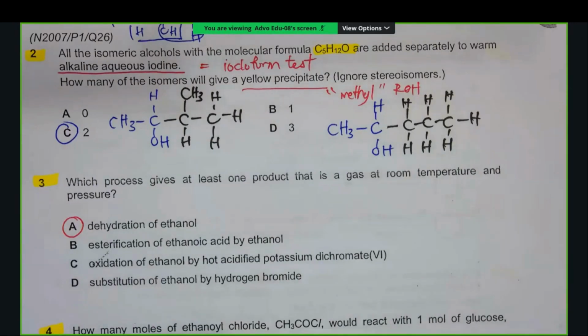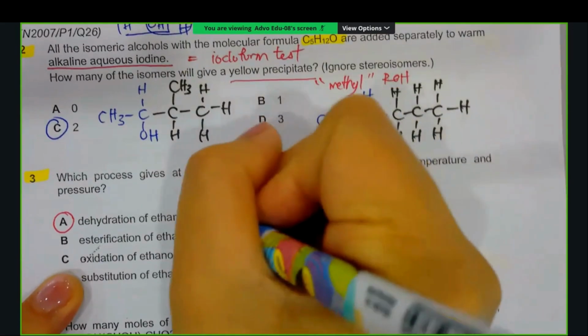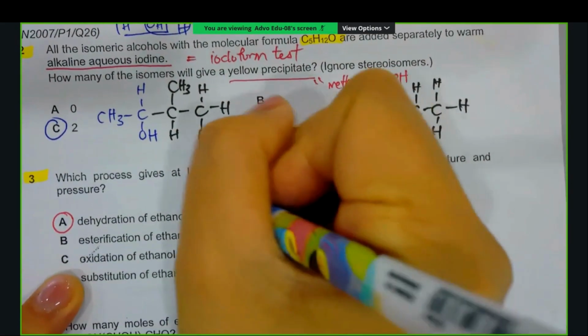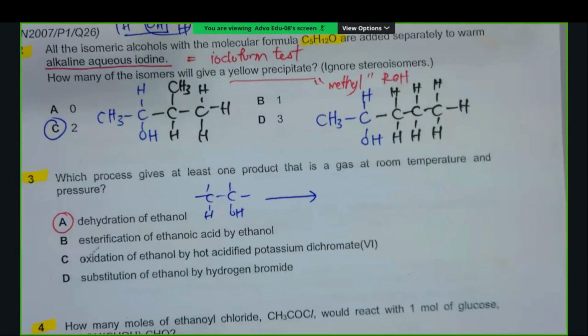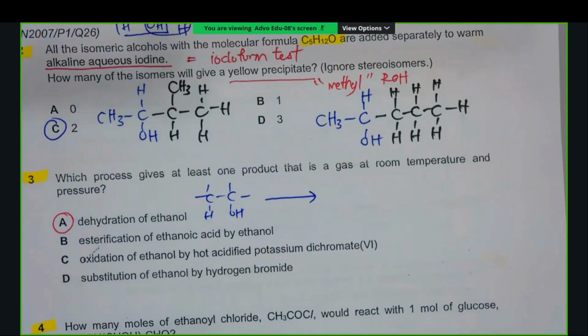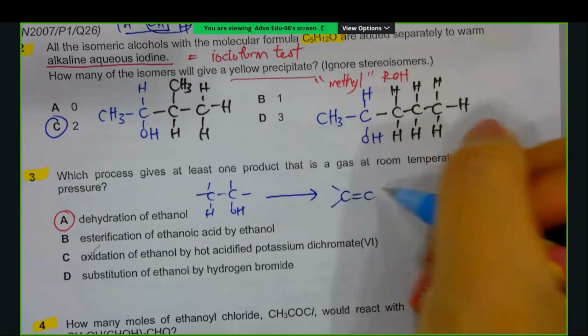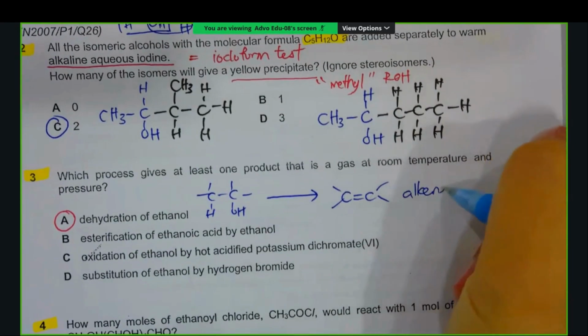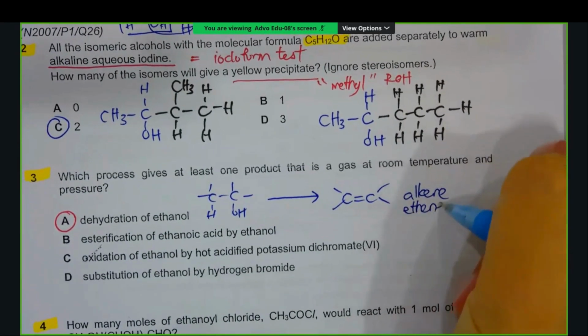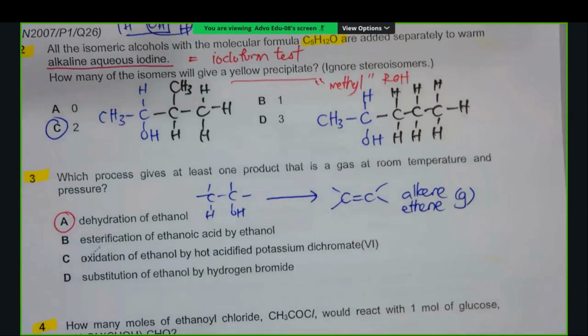Then you have very good sensing. Which process gives at least one product that is a gas at room temperature and pressure? When you dehydrate alcohol, may I know what the product is? You're the one who chose A, right? So when you have your ethanol undergoing elimination, what product do you get? You got an alkene, right? So this is ethene. From O level, we know this is a gas.